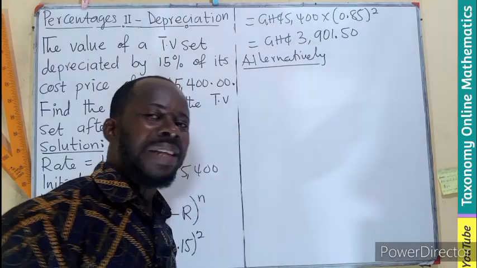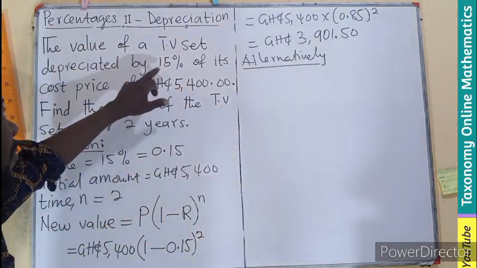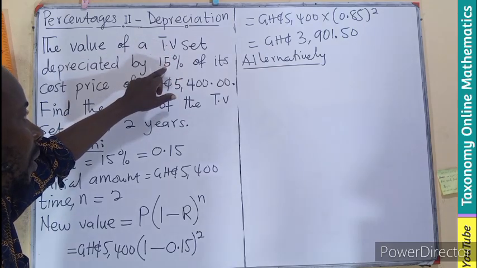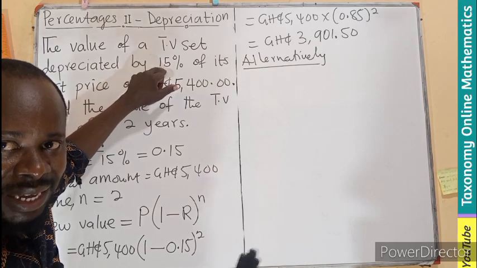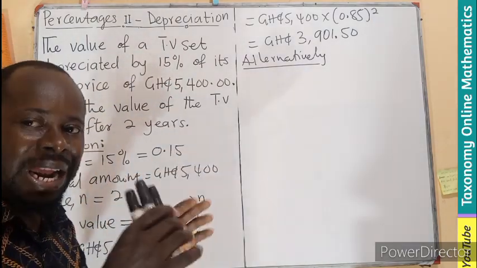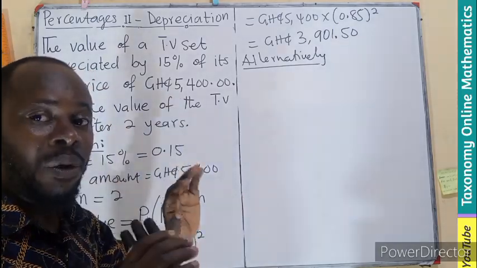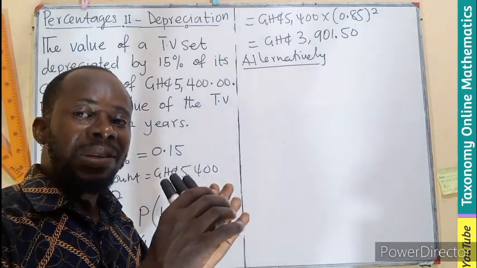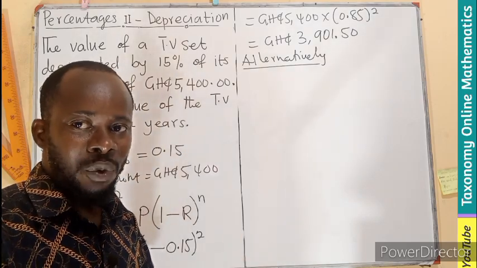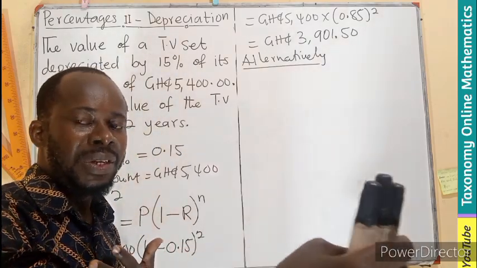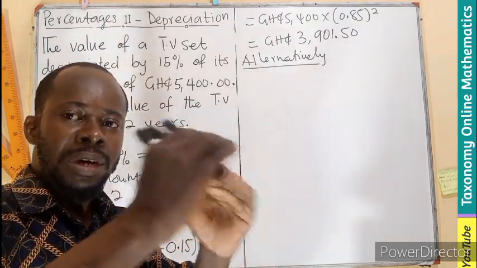this is going to be dealing with a step-by-step calculation. First thing to say is that if the machine or the TV is depreciating 15% of its original value every year, it means that the new value will be left with only 85%. It was 100% at 5,400. Then 15% has been taken away, depreciated, taken as wear and tear. So whatever is left in terms of percentage is going to be 85%. That is 85% of the original price.